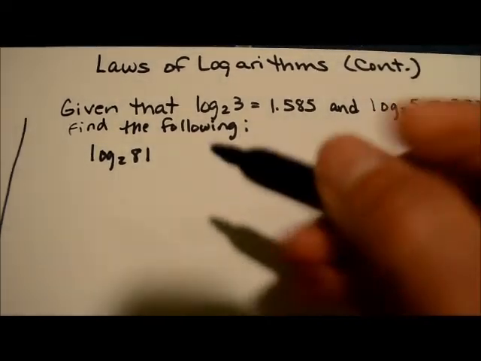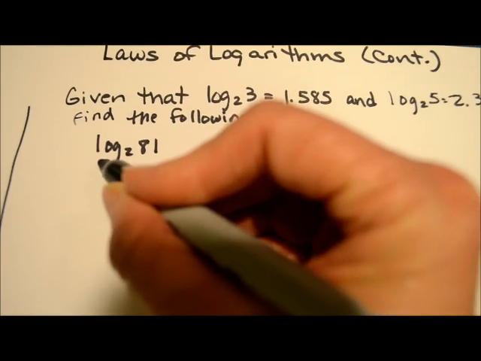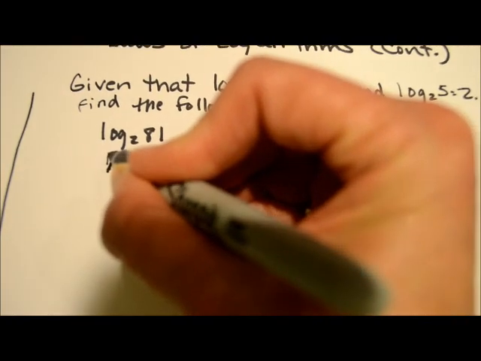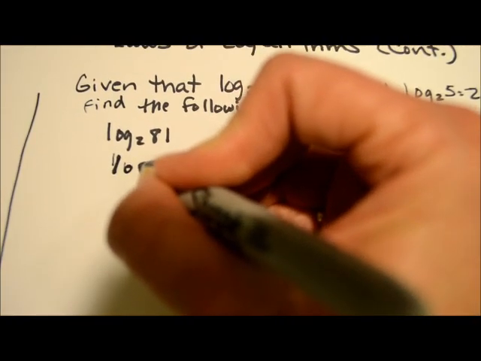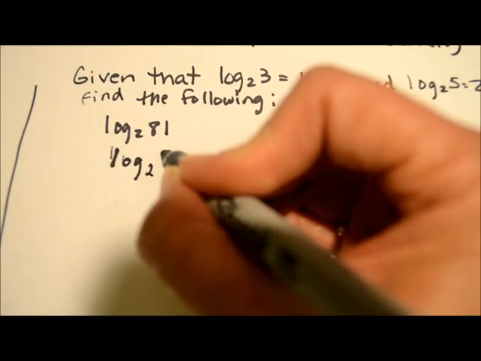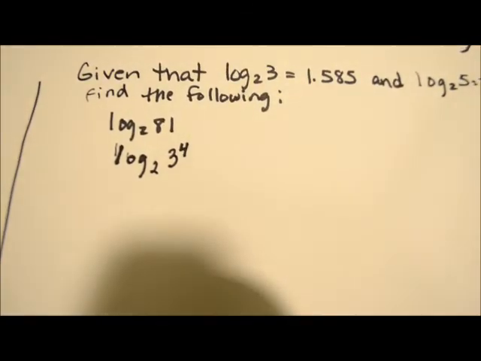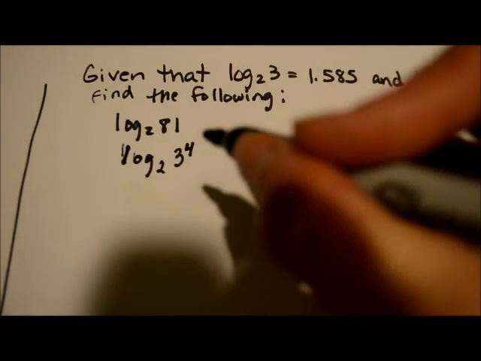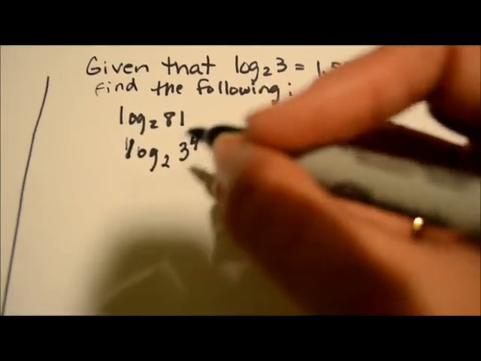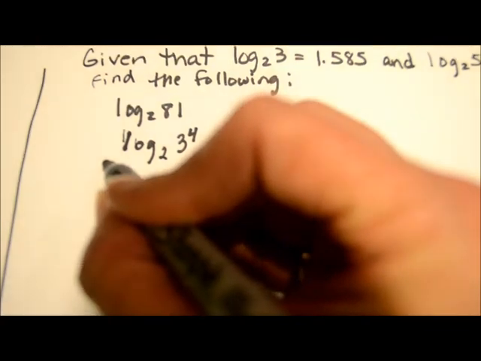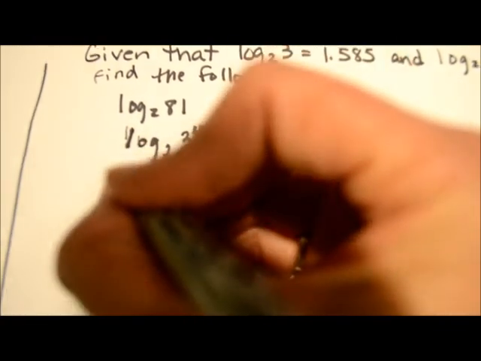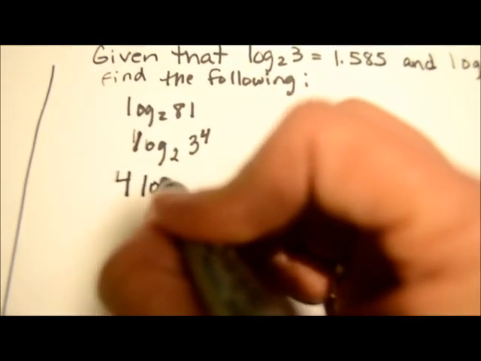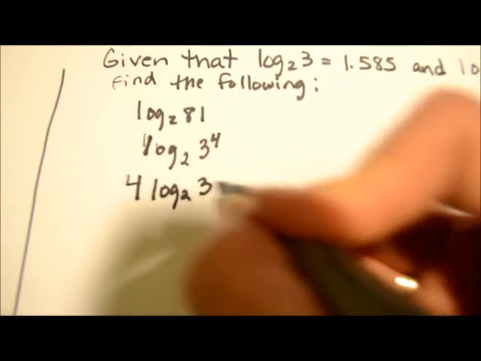So instead of log base 2 of 81, I would go log base 2 of 3 to the 4th. Sorry, not writing very good, pen is dying on me. So log base 2 of 3 to the 4th, I would use my law 3 and I would pop that 4 right in front of log base 2. So what I would end up with is 4 log base 2 of 3.